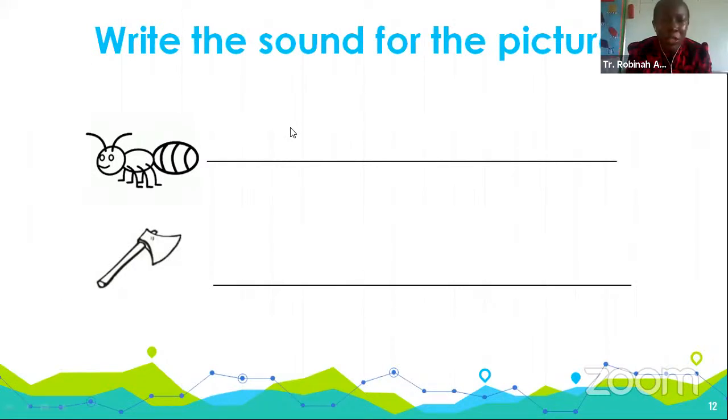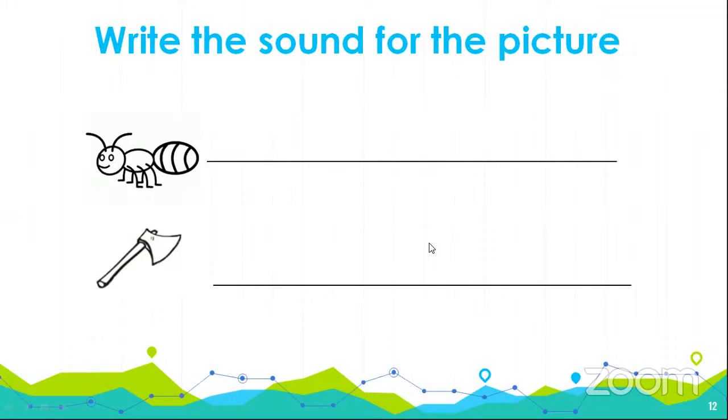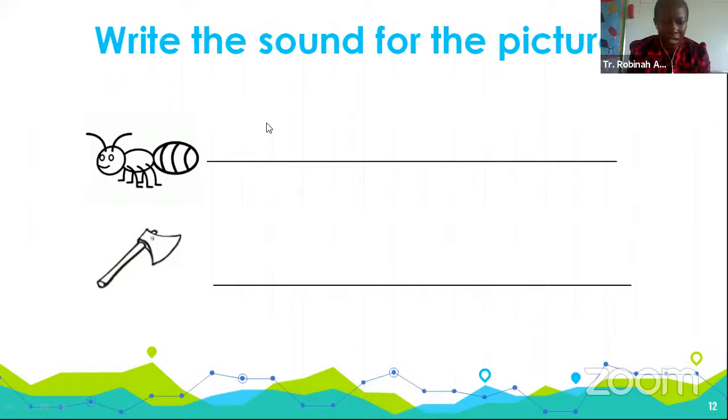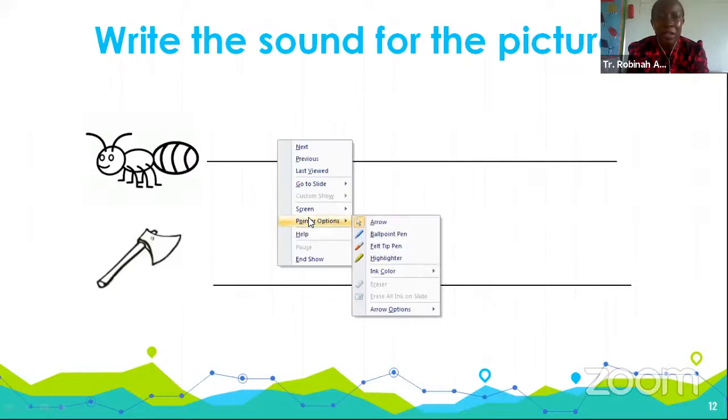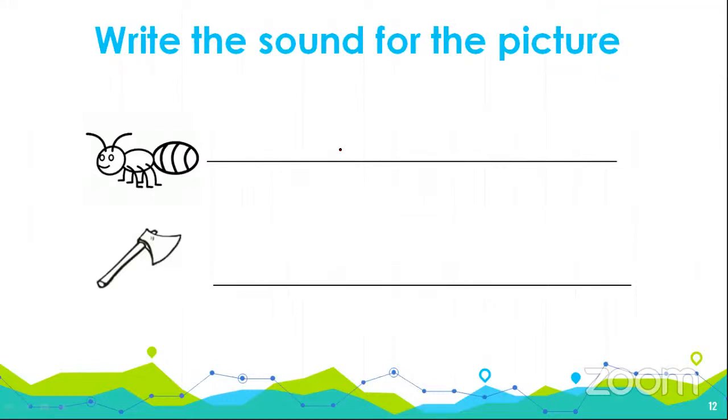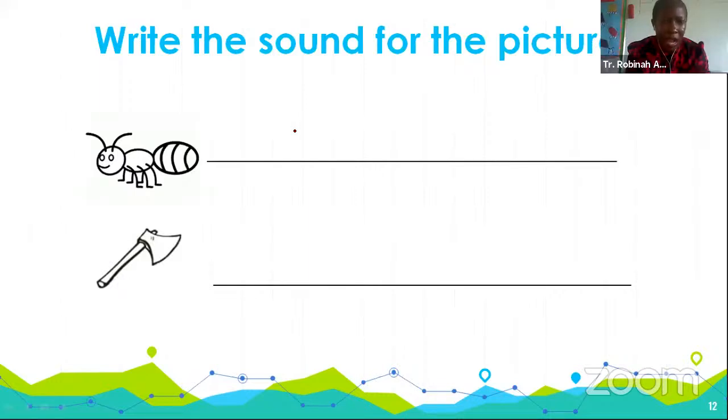So what we are going to do, we are going to write. Now you can mute your mic and listen to Teacher Robinah. Keep quiet. So we are going to write the sound for the picture. Here where you see ant, and ant begins with sound A, you are going to write that sound that you have learned how to write today.